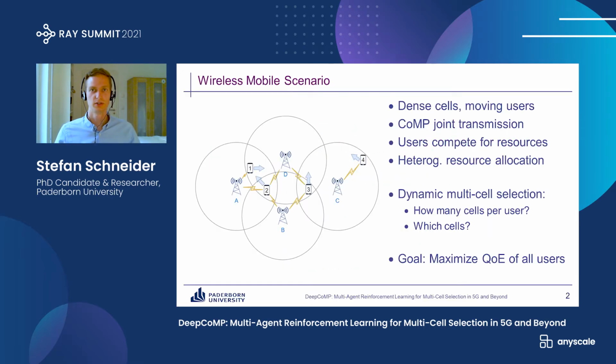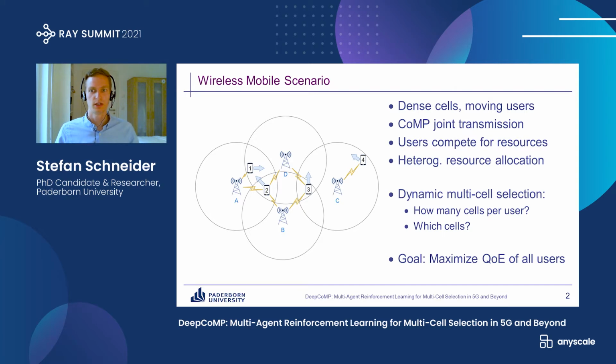We're here in a use case where we consider a wireless mobile scenario with dense and partially overlapping cells, indicated by these antennas, and the circles indicate the rough range of these cells. Then we have users moving around these cells, represented by these smartphones. These users want services like AR, VR, cloud gaming, video streaming, all things that require high and reliable data rates. One way to achieve such high and reliable data rates is using coordinated multipoint, or short CoMP.